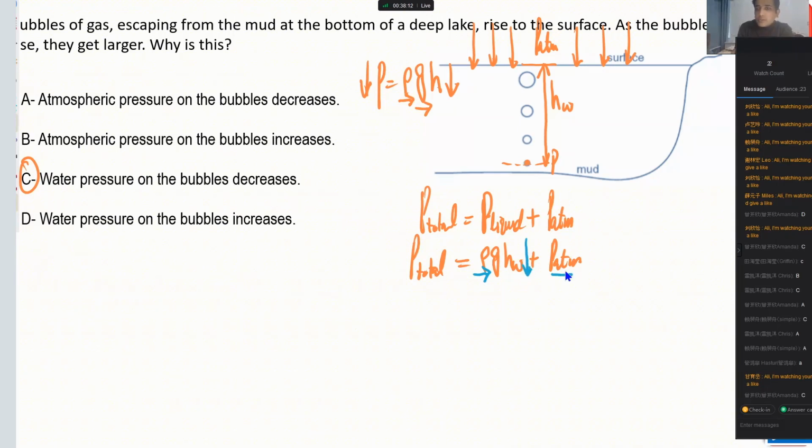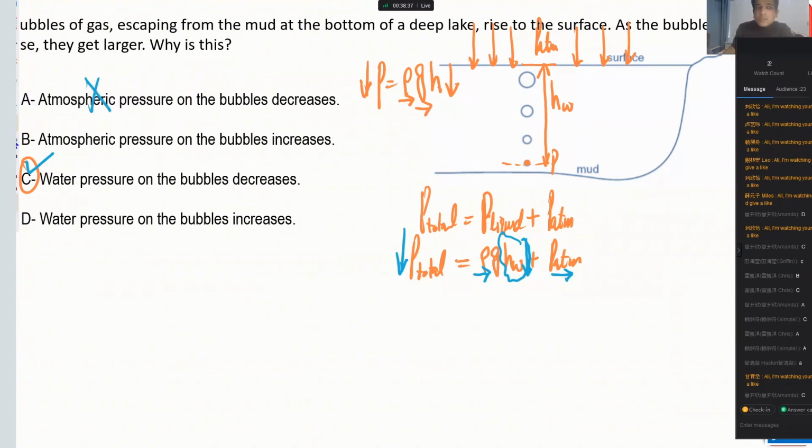But this is constant, so it means this is decreasing. So it means height is decreasing. So we can say water pressure, or liquid pressure in this case, is decreasing. So the answer for this one is C. Not answer A, because atmospheric pressure is constant. Okay, well done. I hope this is clear to you.